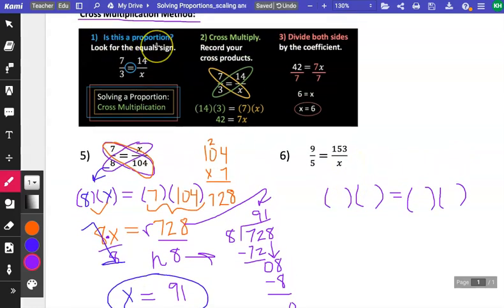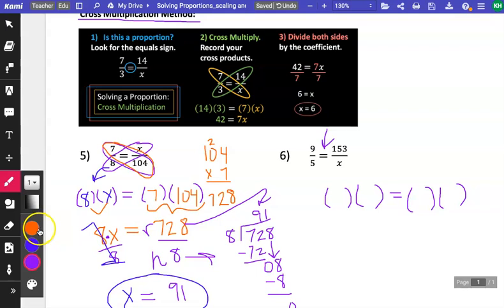Step 1 says, is this a proportion? We're looking for an equal sign. There is an equal sign. And there's two fractions. Remember, a proportion is when you have two equal fractions. We're also missing a variable. So when we have a fraction equals a fraction, and we're missing a variable, this is when we can apply the cross multiplication method.